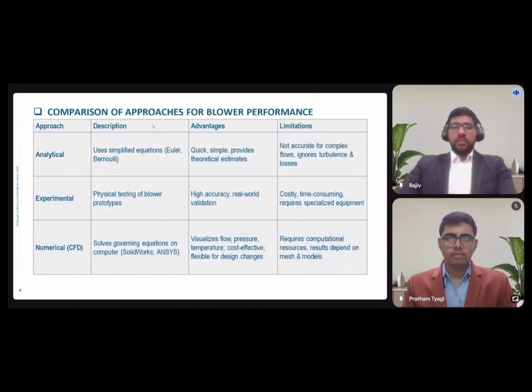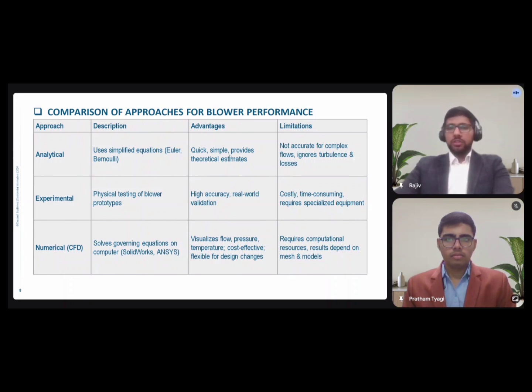Now, there are various approaches that may be used for performance analysis or any of the analysis that we are doing here, such as the analytical approach, experimental approach, or the numerical CFD approach. We are going with the CFD approach as it befits the growing theme in the design industry of reducing the design timeline and also due to the higher accuracy that it provides.